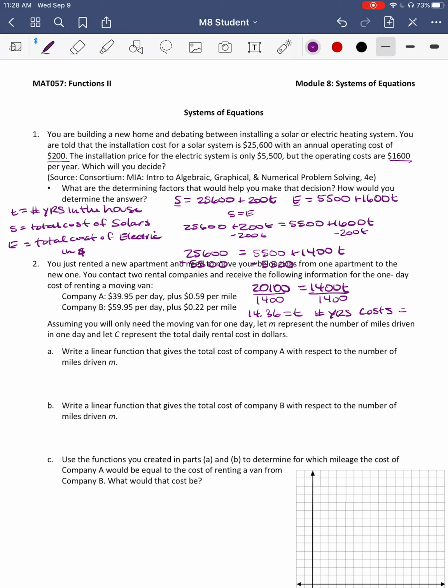So if you live there 14 years or less, electric's going to be cheaper. And again, this is ignoring maintenance and any other factors going in. If you live there more than 14 years, then at that point, the solar is going to be the cheaper option.